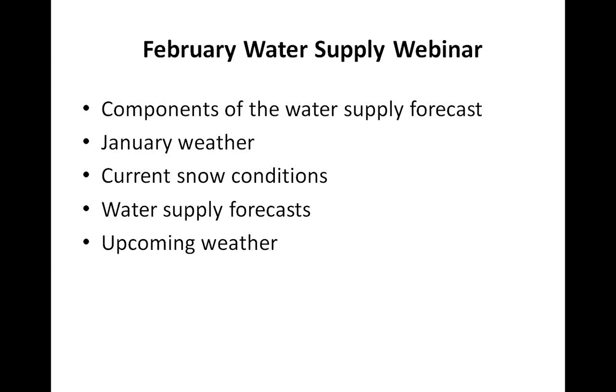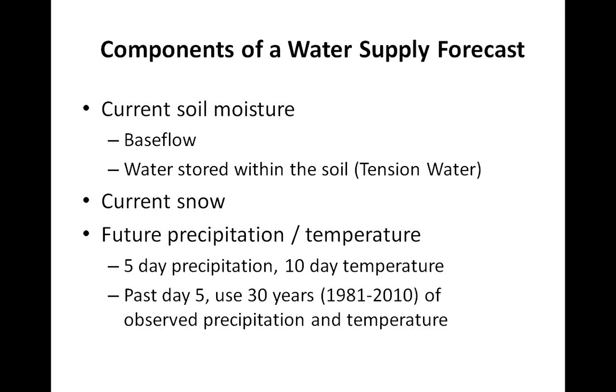So as the situation allows, we'd like to talk a little bit about some of those things, some of the methods and some of the concepts of the model, especially if it's something that's impacting the forecasts that are currently going out as it is now. This webinar will start with talking just a little bit about some of the components of the water supply forecast, and then I'll continue on with what we typically go over: the weather last month, the current snow conditions, the water supply forecasts, and then the upcoming weather.